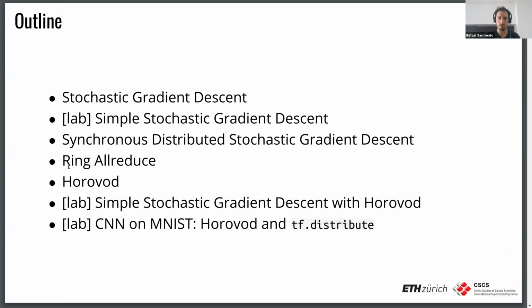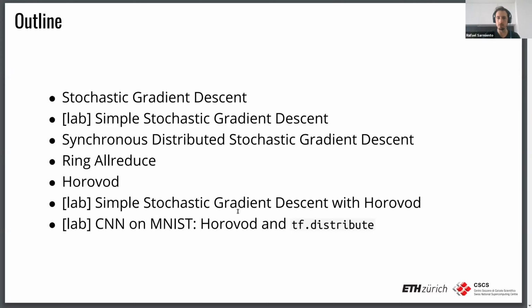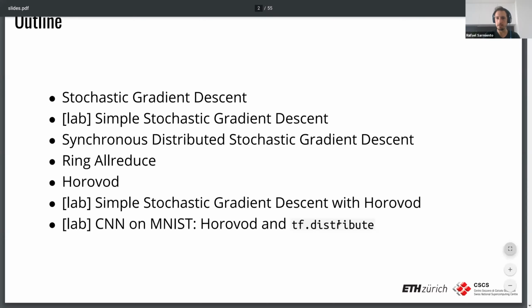We're going to learn what the ring allreduce algorithm is. We're going to introduce Horovod, and then the other, the native solution, the native support for distribution. You will learn it later before lunch with Enrique. So after Horovod, we are going to do the same lab that we did for stochastic gradient descent. We're going to learn how to convert it to Horovod and play a bit with it. And then just before lunch, we are going to do it with the CNN on MNIST, a very simple example, using both those solutions, Horovod and TF distributed.